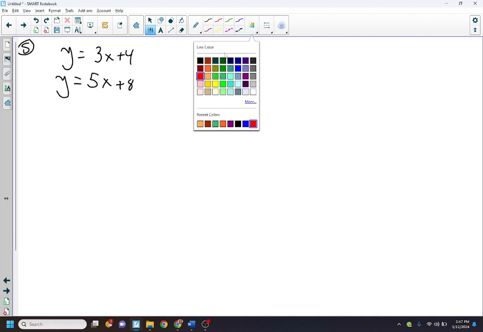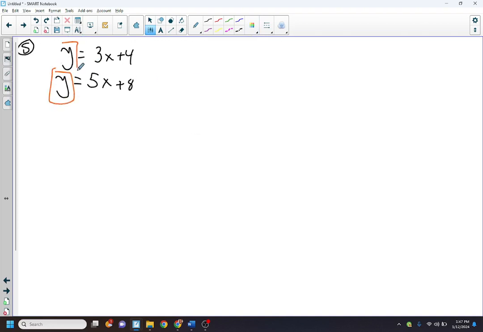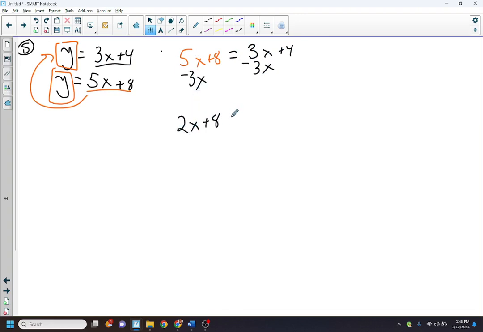All right, next section is substitution. So substitution is when I plug in because one equals the other. In this case, the y equals the other y. So because they equal each other, I can set them equal: 5x plus 8 equals the original, which is over here, 3x plus 4. I move the smallest x over. So I got 2x plus 8 equals 4.